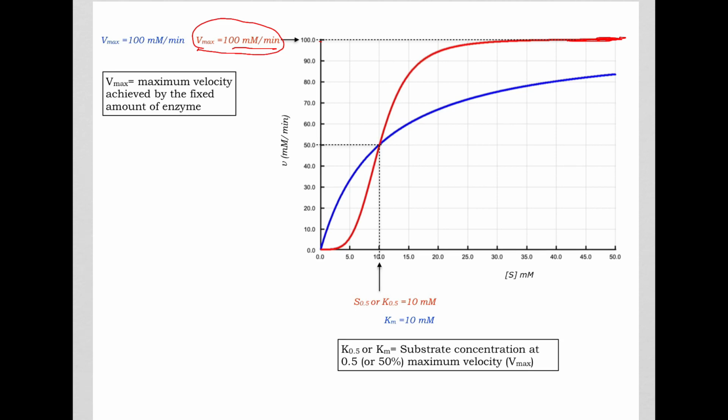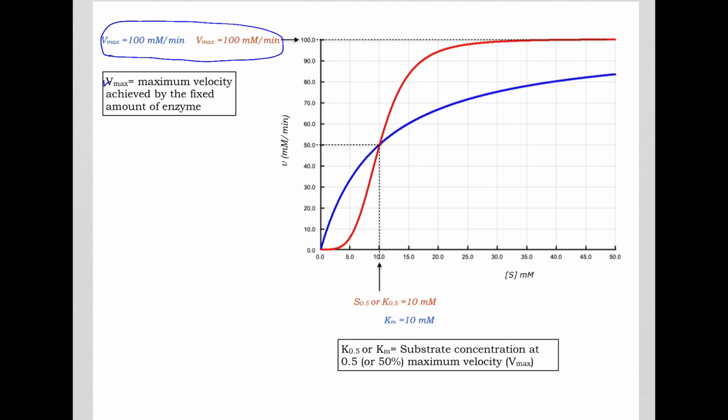However, for the hyperbolic curve, visually it looks like the maximum velocity is only around 80 or so. However, through nonlinear regression analysis, we actually see that the Vmax is also 100 millimolar per minute, because this curve is gradually increasing with time, and that can be picked up by the statistical software. So in both these enzymes, E1 and E2, the Vmax is the same, 100 millimolar per minute.